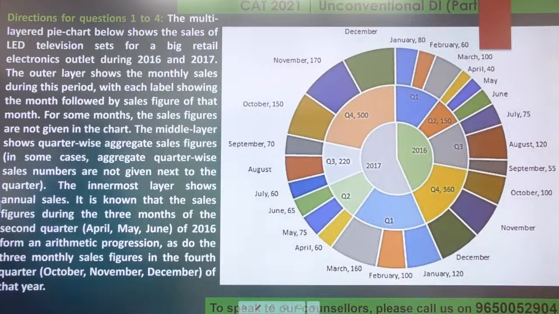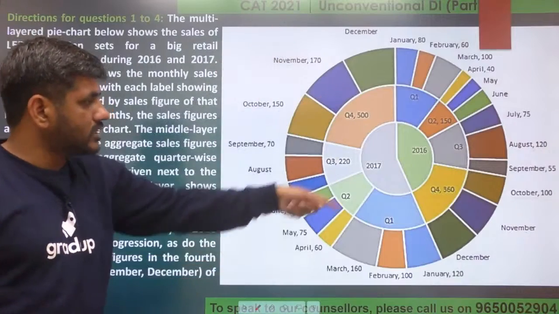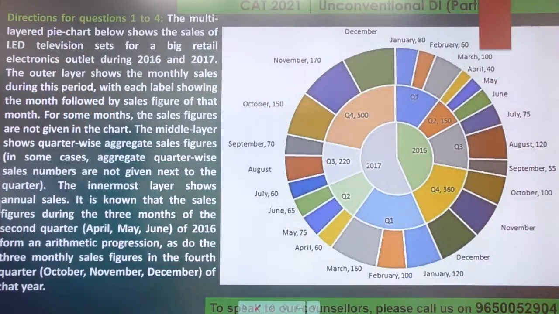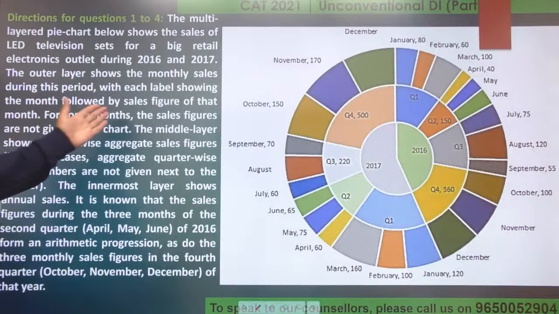So it says the multi-layered pie chart below shows the sales of LED television sets for a big retail electronics outlet during 2016 and 17. The outer layer shows the monthly sales during this period. So the outermost layer is showing you the monthly sales, with each label showing the month followed by the sales figure.